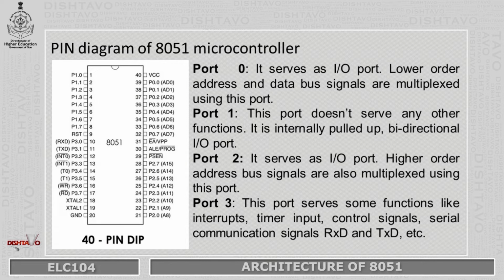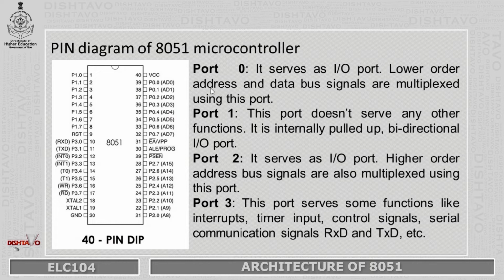Next we have port 1. So port 1 is here, you can see this is port 1, and all the different pins of the ports are designated as 1.0, 1.1 and so on. Similarly 0.0 for port 0. So port 1 doesn't have any additional function. It is having only one single function, that is primary function, and that is bidirectional input-output port.